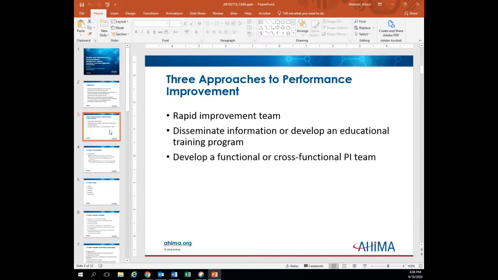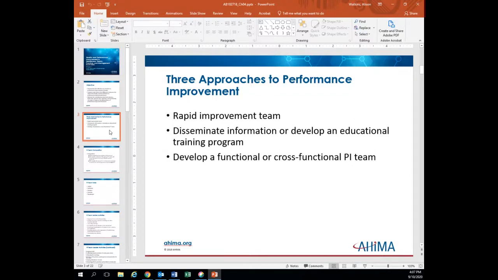So when we talk about a rapid improvement team, this is just a quick fix. They tell us in our book, the rapid improvement team constructs relatively simple fixes that improve work processes without going through the whole PI process and without the need to involve other departments. So it's more simplistic.